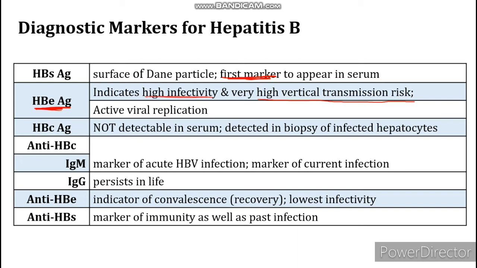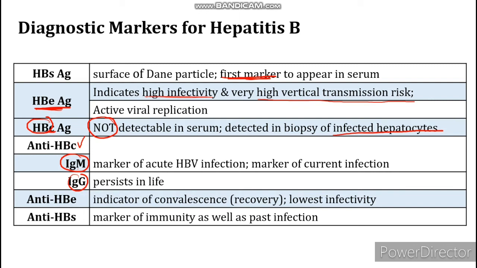Next, you have your third antigen, which is the HBc. Your HBc antigen is not detectable in serum. Rather, it is detected in biopsy of infected hepatocytes. So, makikita lang si HBc antigen through tissue specimen. And then, after that one, you form your antibodies. Your fourth one to produce is the anti-HBc. Anti-HBc is divided into two. Meron kayong anti-HBc IgM, and anti-HBc IgG.